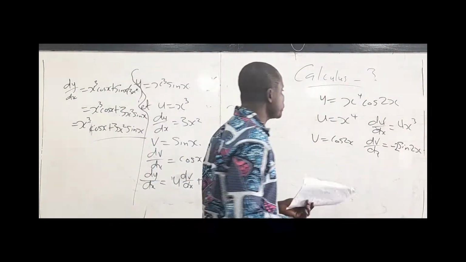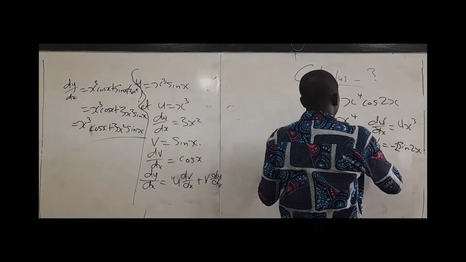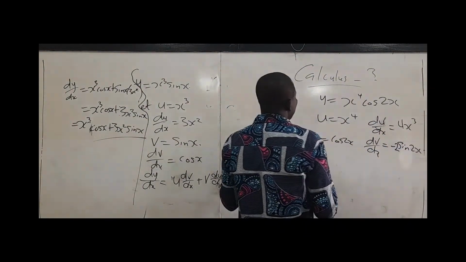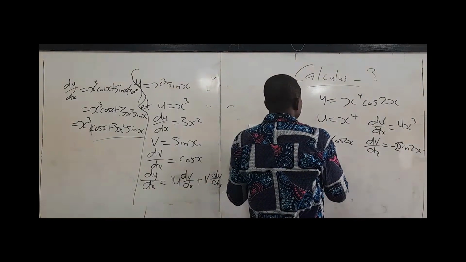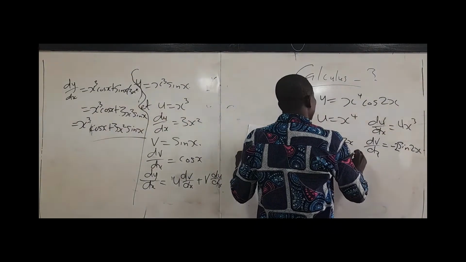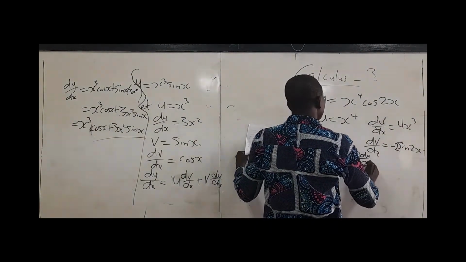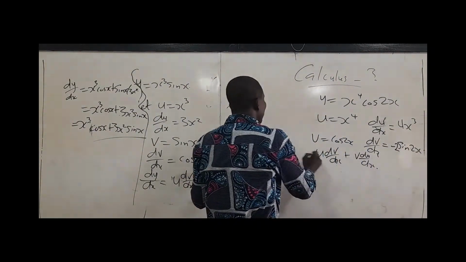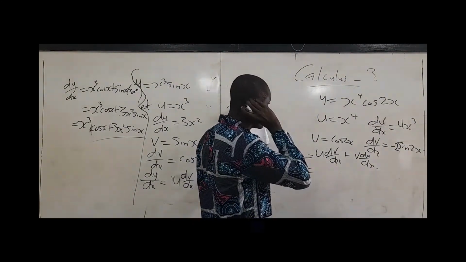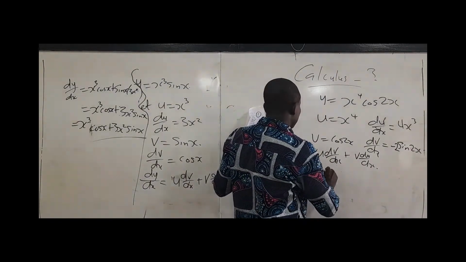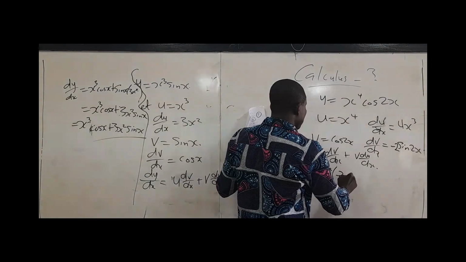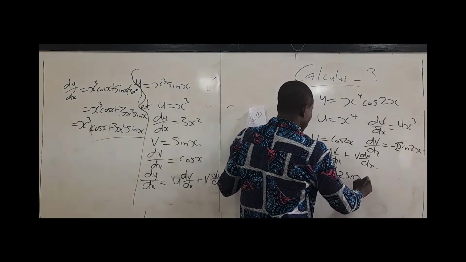Exactly. Thank you. So this is what we are having now. So in effect, the formula is u dv/dx plus v du/dx. That will be your dy/dx. Is that okay? So what is your u? U is x to the power 4. dv/dx is negative 2 sine 2x.